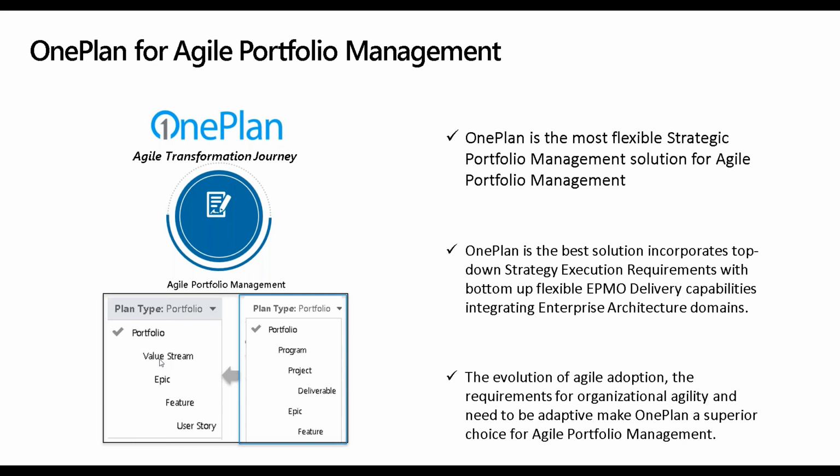So why is OnePlan a suitable choice? Well, we provide a flexible solution for you to do strategic portfolio management, which we've talked about before, for Agile portfolio management. So what does that mean? You have to actually incorporate top-down strategy execution with bottom-up flexible EPMO delivery. That also includes enterprise architecture. And in the context of Agile portfolio management, OnePlan gives you that flexibility, in whatever way makes sense for your organization.